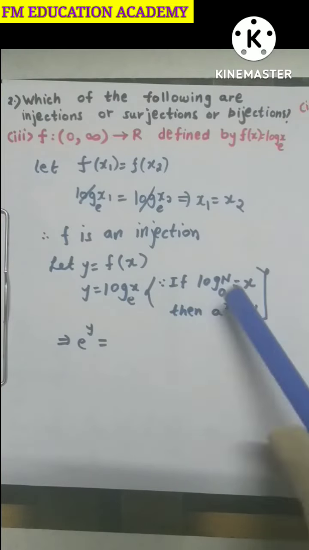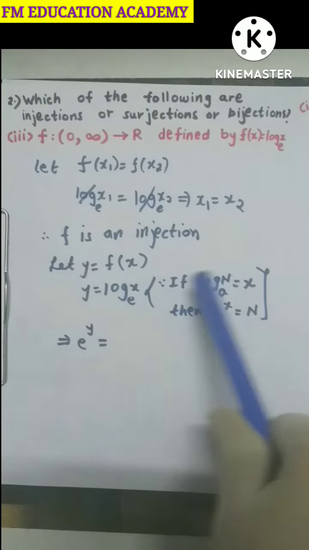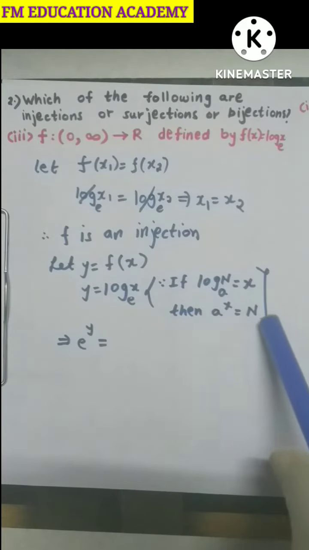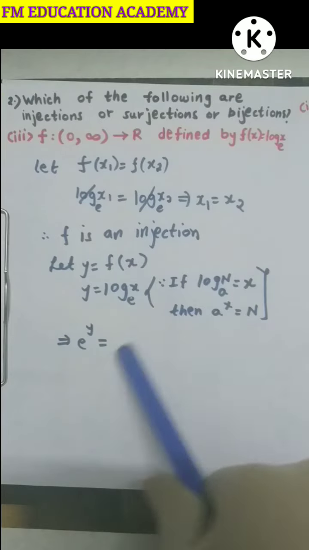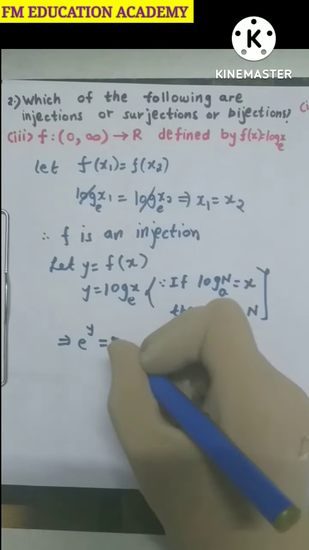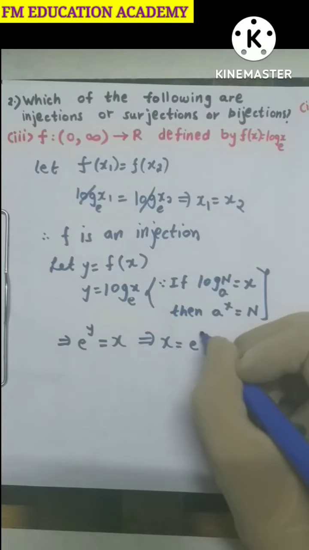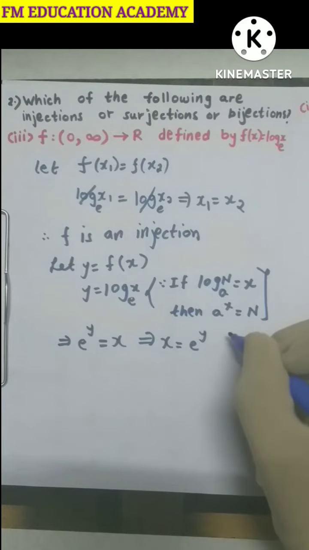So what is a power x is equal to n? What is n here? N is x. Compare: n is x, a is e, and y is x. So here we have e power y is equal to n. What is n here? N is x. So we got e power y is equal to x, or we can say that x is equal to e power y. What is this e power y? E power y is nothing but a function of y.